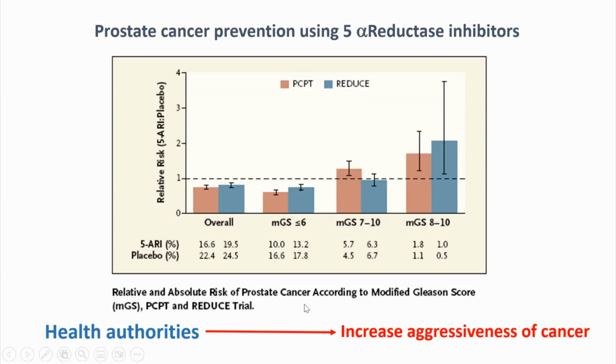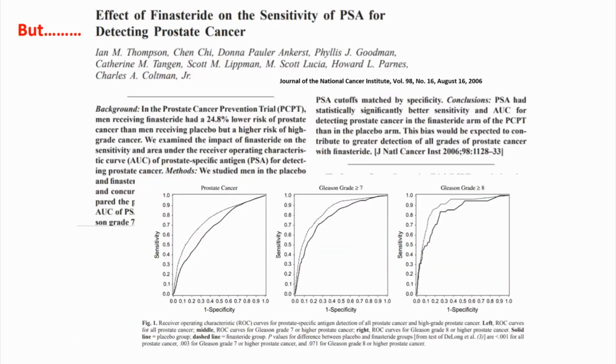So health authorities say that you have a risk of increasing aggressiveness of prostate cancer if you use this type of drug. But 5-alpha reductase inhibitors, such as finasteride, also change the accuracy of prostate-specific antigen. They increase the sensitivity of the test, mainly for the aggressive disease, for the pattern of aggressive disease.